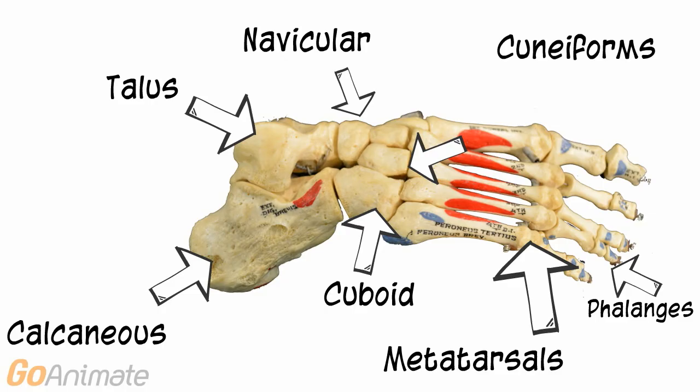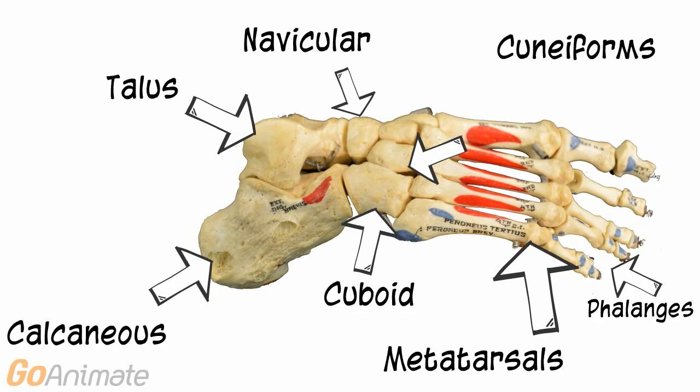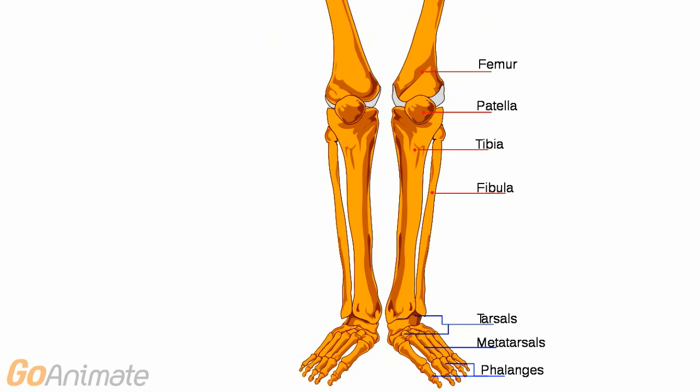There is the same arrangement as the fingers, with each toe containing proximal, middle, and distal phalanges, with the exception of the big toe, which only contains proximal and distal phalanges. Lastly, there is one additional bone in the lower extremity. This is the patella, which is in front of the femur and tibia.